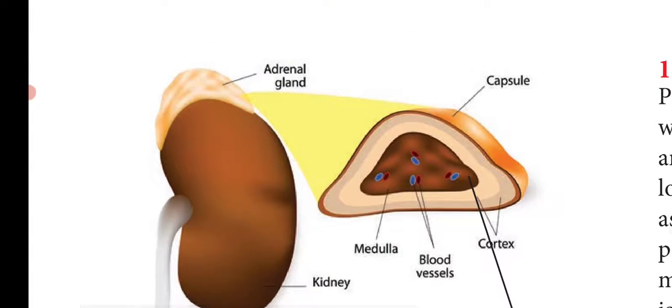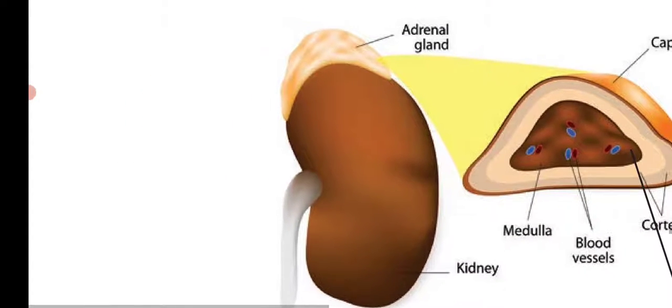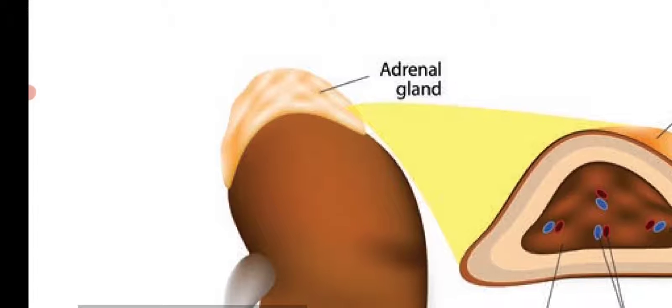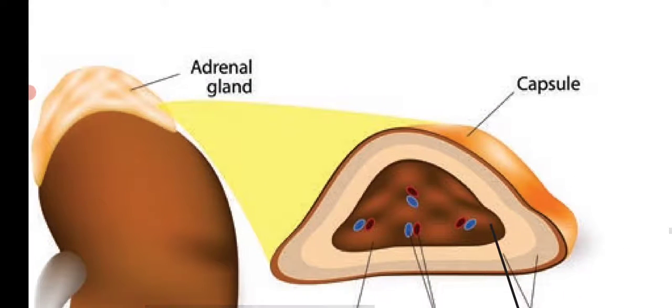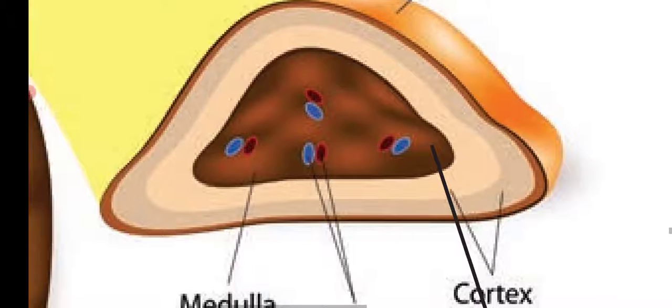So in this picture you can see the adrenal gland is located at the top of the kidney. So on top of each kidney a pair of adrenal gland is present. Left kidney contains one adrenal gland and right kidney contains one adrenal gland at the top. So this is the structure of adrenal gland.